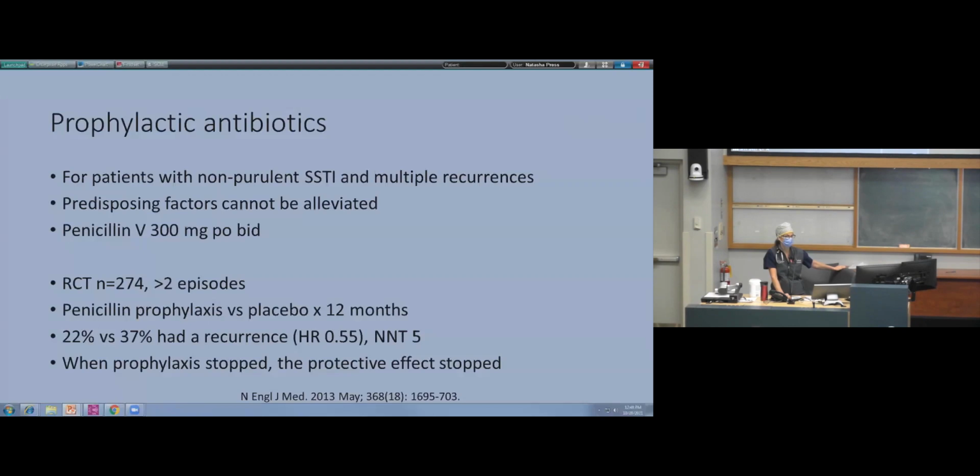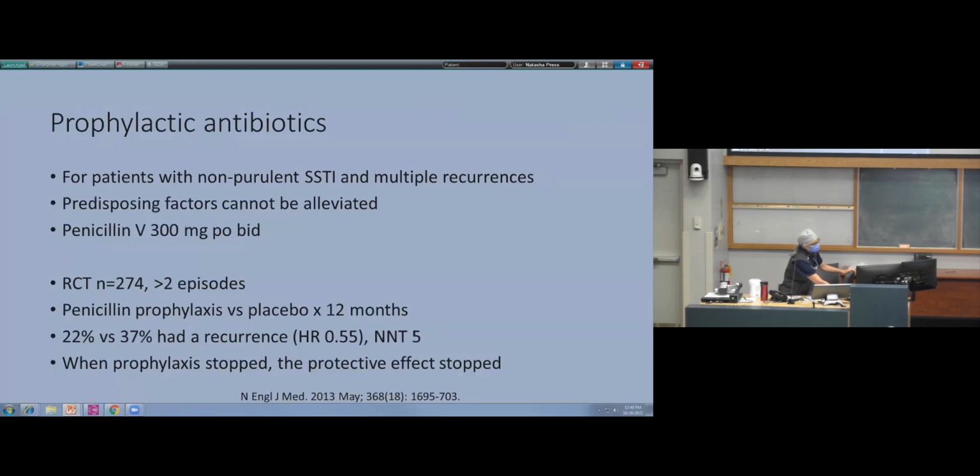Oh, and there's a couple other issues. One, when the prophylaxis was stopped, the protective effect stopped. So it wasn't a lasting effect. And the other thing that I didn't put on this slide was that the people who are at the highest risk, people with very elevated BMI who had had multiple recurrences, were the people who did the worst on the penicillin prophylaxis. So it does work for some people, but it's not perfect.